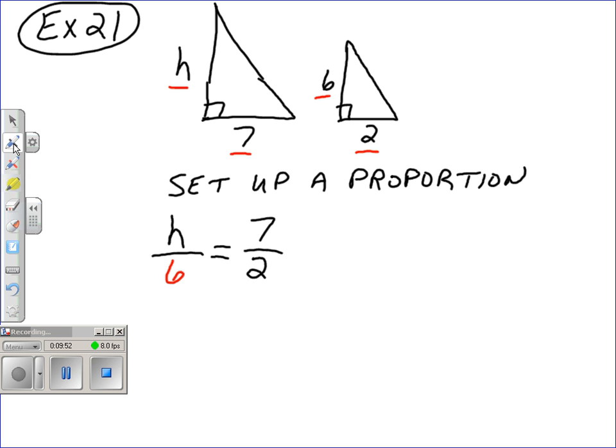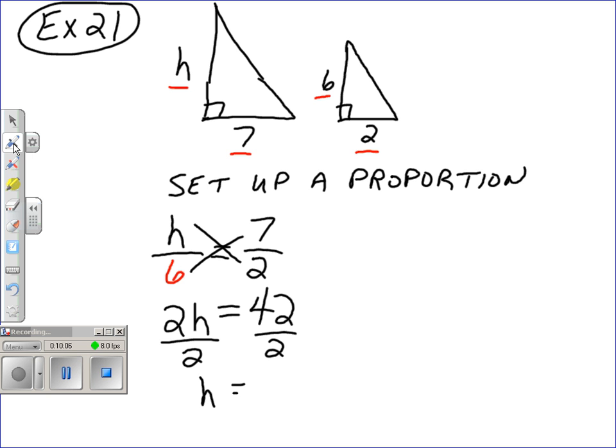Once you have a proportion, we talked about this, you just cross multiply. 2 times h is 2h, 6 times 7 is 42. And you set the cross multiplying equal to each other. Divide both sides by 2, and h equals 21.